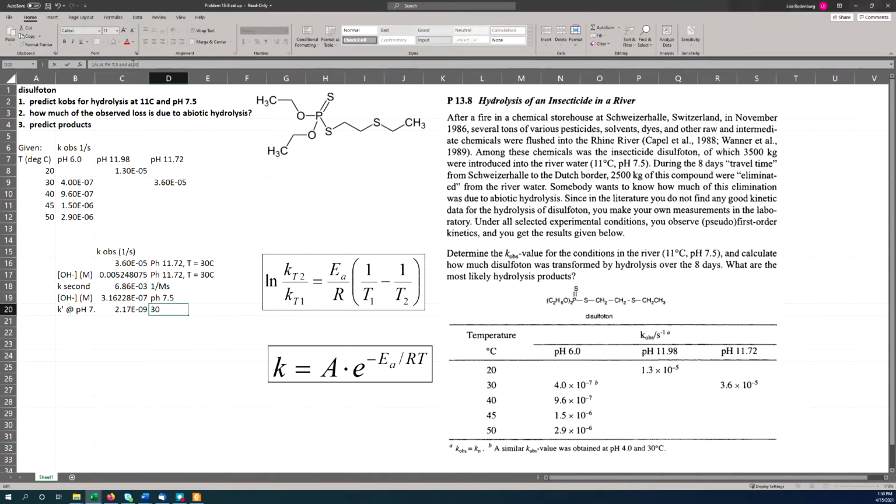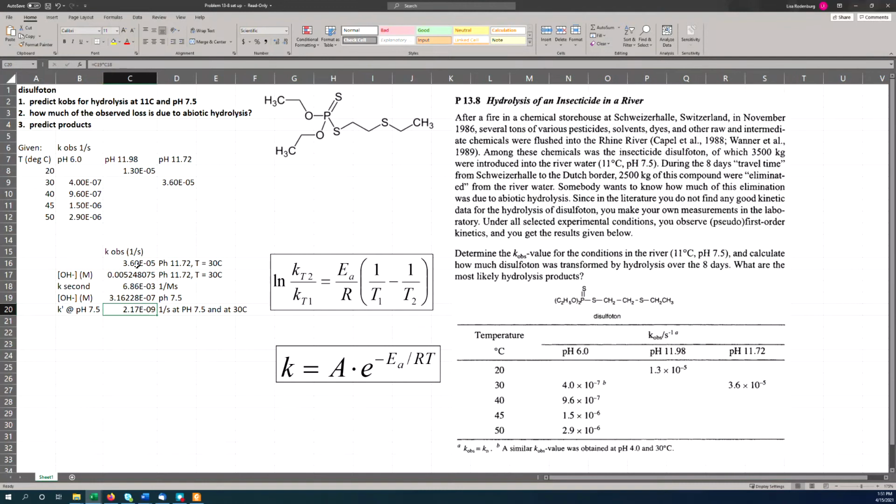So that's important to keep in mind. We haven't adjusted anything for temperature. We're at 30 degrees C. But notice, our K observed is now 2 times 10 to the minus 9, okay? And the actual conditions in the river are 11 degrees C, so that's only going to go down, right? So we're going to compare that to the neutral at the same pH, or close to the same pH, 4.0 times 10 to the minus 7.